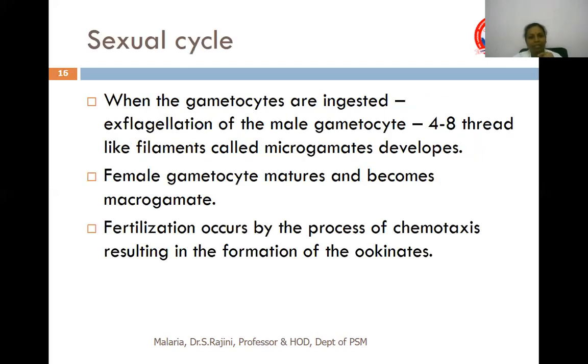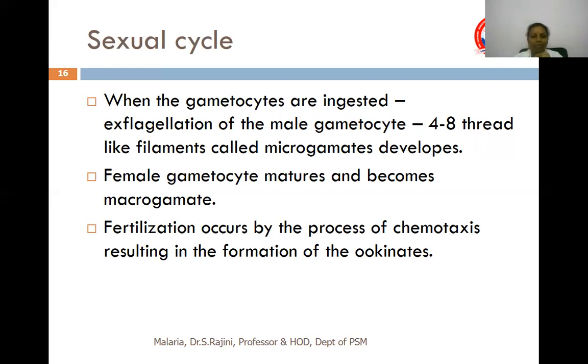So when the gametocytes are ingested by the mosquito, when a normal mosquito bites a person who is infected, the gametocyte is ingested by the mosquito. After that, the exflagellation of the male gametocyte occurs, where 4 to 8 thread-like filaments called microgametes develop. So the exflagellation occurs and it develops into the microgametes.